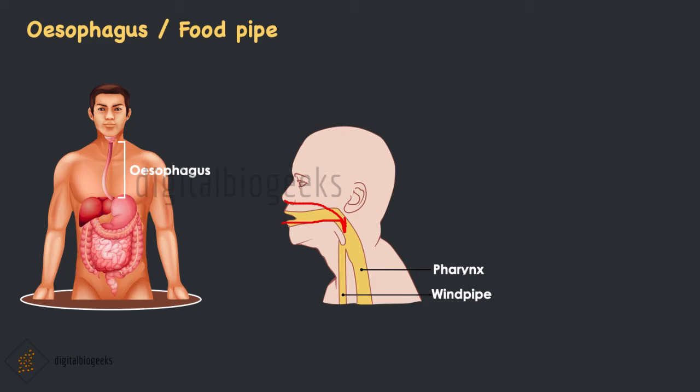There is a flap-like valve at the tip of the windpipe. Here you can see this is the valve at the tip of the windpipe. This valve is closed while we swallow the food. The food from mouth then directly goes into the food pipe.